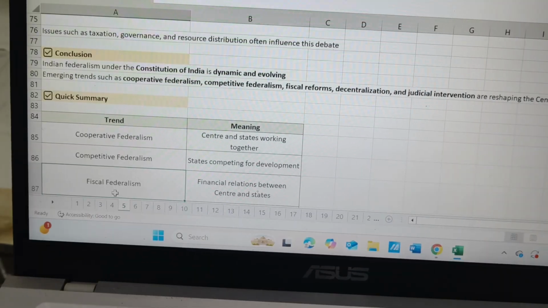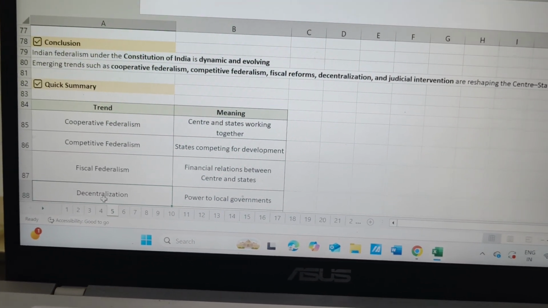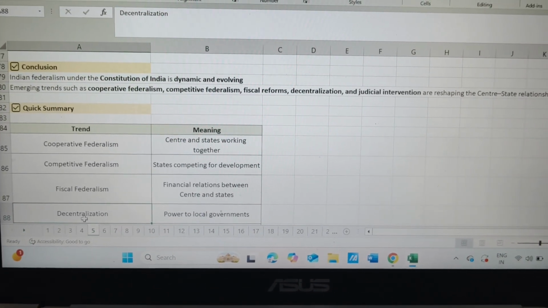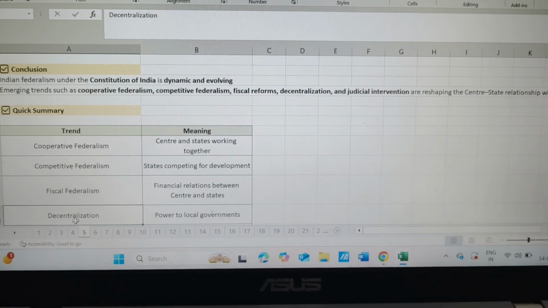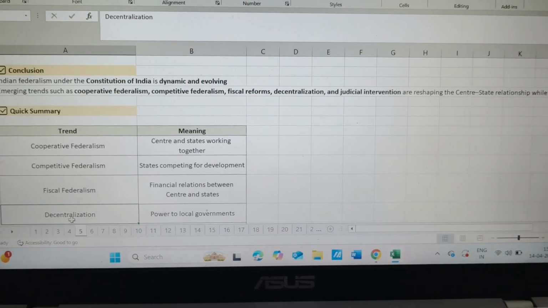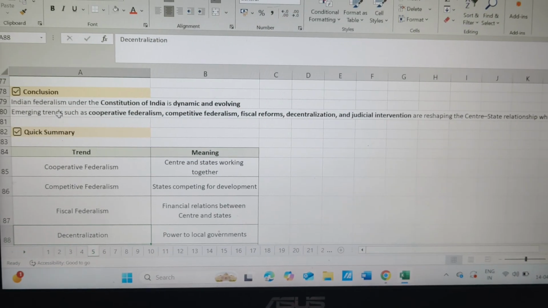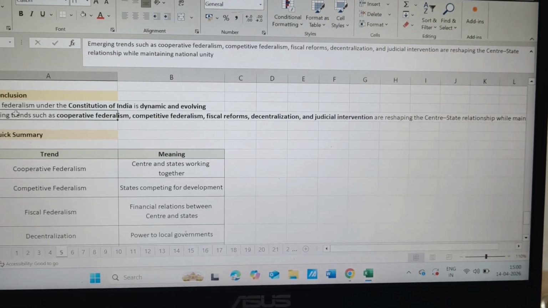Now let us conclude. Indian federalism under the Constitution of India is dynamic and evolving. Emerging trends such as cooperative federalism, competitive federalism, fiscal reforms, decentralization, and judicial interpretation are reshaping the central-state relationship while maintaining national unity.